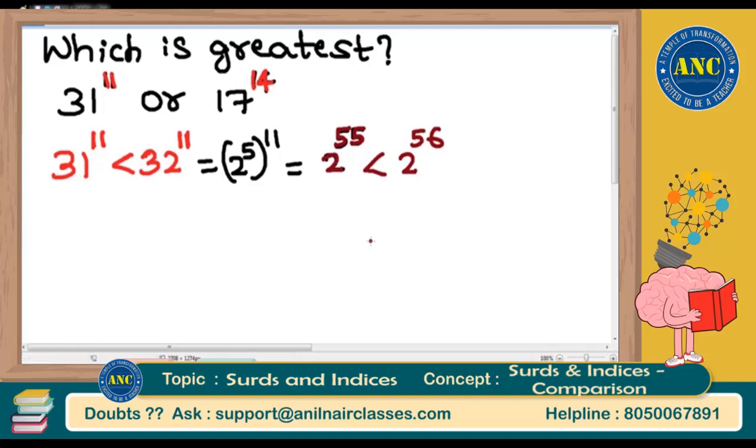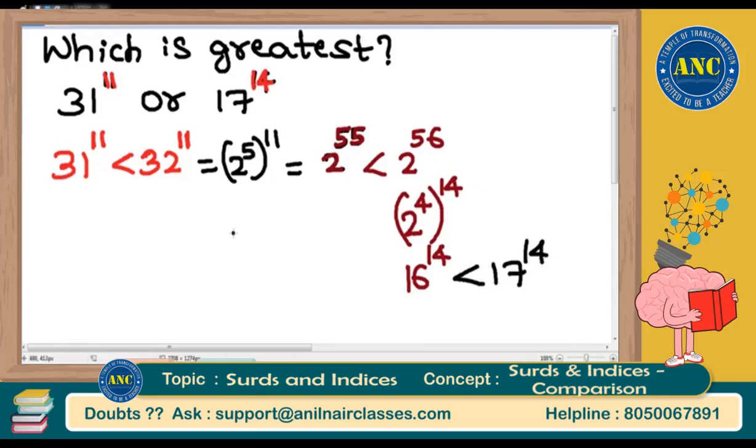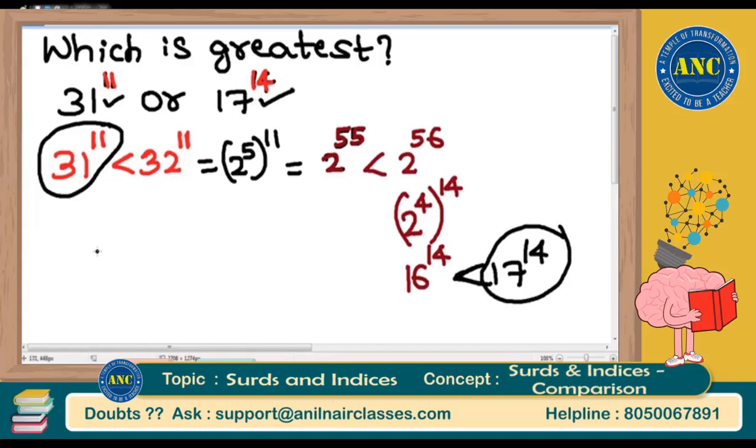Sir, why did you write it as 2 power 56? Because 2 power 56 is 2 power 4 whole power 14. 2 power 4 is 16. 16 power 14. 16 power 14 is definitely less than 17 power 14. That means, can I say that 31 power 11 is definitely ultimately less than 17 power 14, and those are the two values which are given in the question. Greatest is 31 power 11.